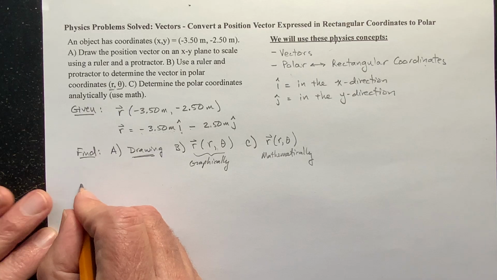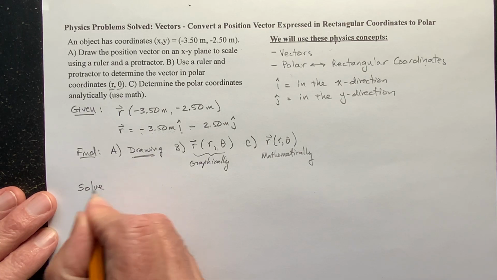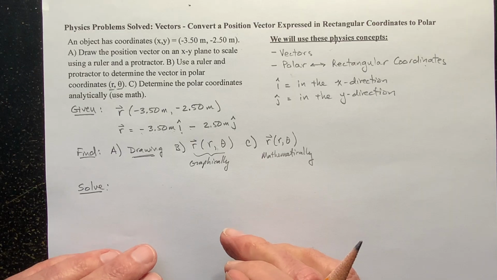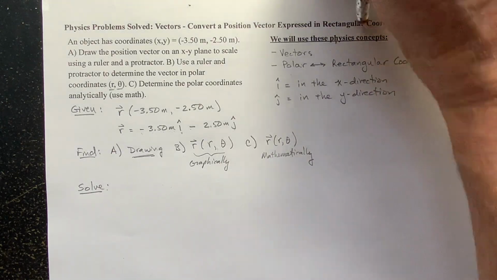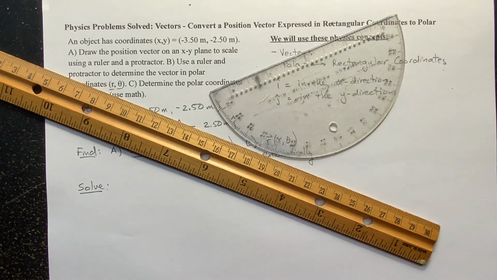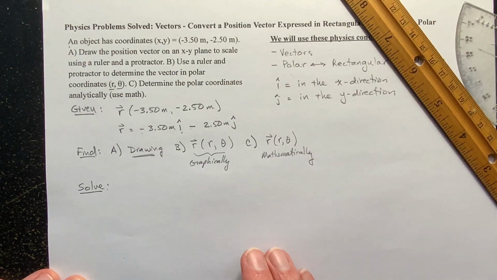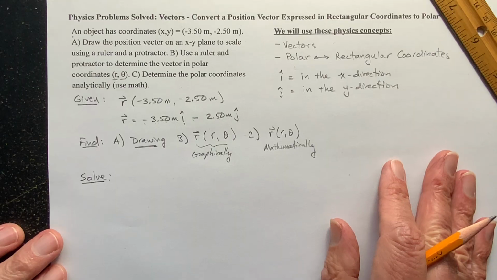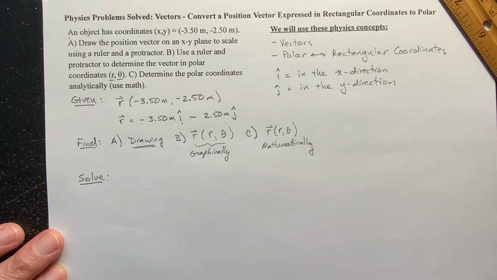All right, so let's solve it. Now, one of the things I suggest you do is pause the video right now and try to solve this yourself. You will need a metric ruler, and you will need a protractor. So give it a shot, and then unpause the video and compare your work with mine. That's a good way to use my videos effectively and efficiently. All right, so let's get started.